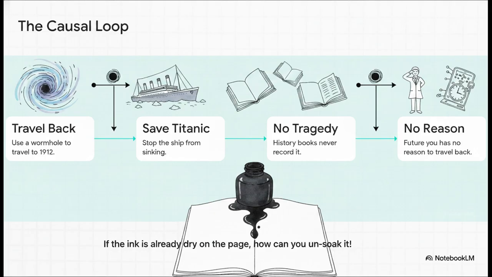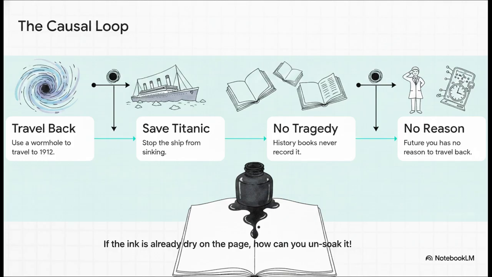Okay, step 1. You use your wormhole to travel back to 1912. Step 2. You heroically warn the captain, you steer the ship clear of the iceberg, and bam, you save the Titanic. But here's the glitch. In step 3, because the Titanic arrives safely in New York, it's never recorded as a tragedy in your history books. Therefore, in step 4, the future version of you grows up in a world where the Titanic never sank, which means you have absolutely zero motivation to build a time machine to travel back in the first place.